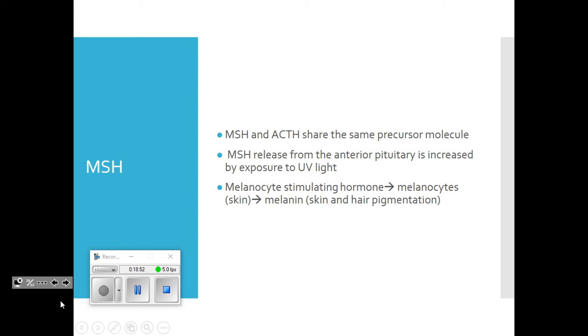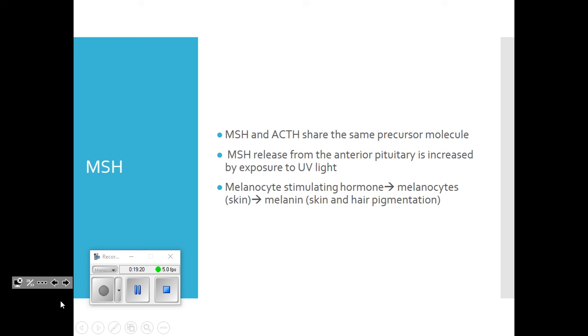MSH is released from the anterior pituitary, and its release is increased by exposure to UV light. MSH stands for melanocyte stimulating hormone. So your melanocytes are in your skin. They make melanin, it's pigment. And so when you're exposed to UV light, your skin makes more pigment. That's why you get a tan when you're exposed to UV light, because of this pathway.